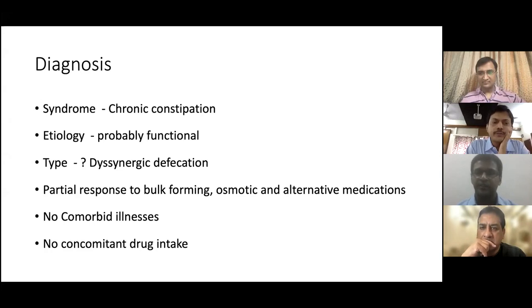Now if you look at the audience poll, most of them voted for slow transit or the other options. But you're saying it's most likely a dyssynergic defecation. So why do you say that in this particular patient? The points in favor are that he had a feeling of incomplete evacuation of stools, and he also had to strain while passing stools. A point against it is that he did not have a persistent urge to pass, but in some patients this may be absent. Because of this history, I would consider it as the first differential, and then later I would also consider slow transit constipation and look for it.